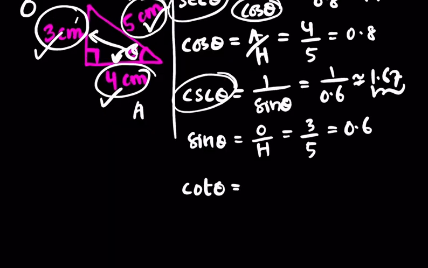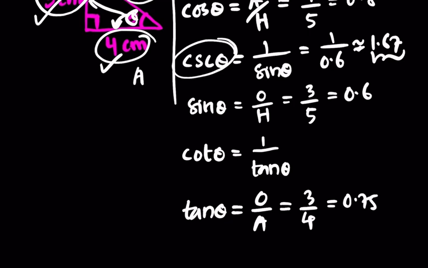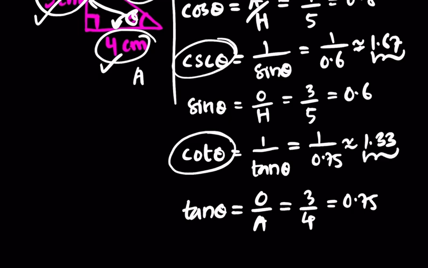Cotangent theta is given by 1 over tangent theta. Let's find tan theta first. Tan theta is given by opposite over adjacent. Opposite in this case is 3, adjacent is 4. So 3 over 4 equals 0.75. Substitute here. 1 divided by 0.75 is approximately equal to 1.33. So cotangent theta equals 1.33.